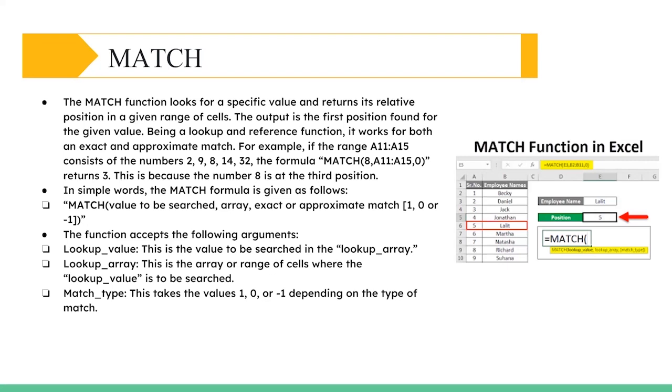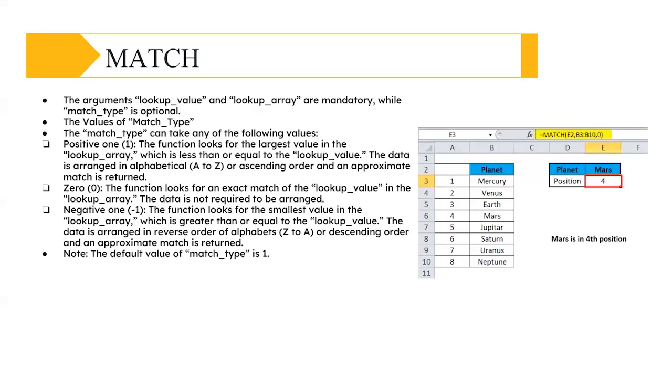The function accepts the following arguments: the lookup value, what to search; the lookup array, where to search; and the match type. Lookup value is what to search, lookup array is where to search, and the match type is what type of match you want. You want the exact match, or something above it, or something lower. The arguments lookup value and lookup array are mandatory, while match type is optional. The values of match type, like I told you, positive one.